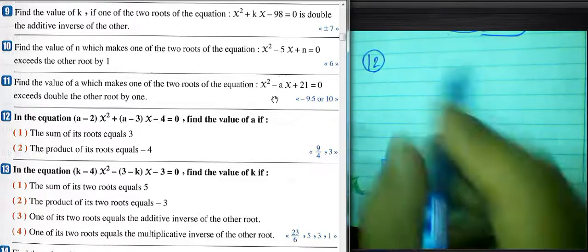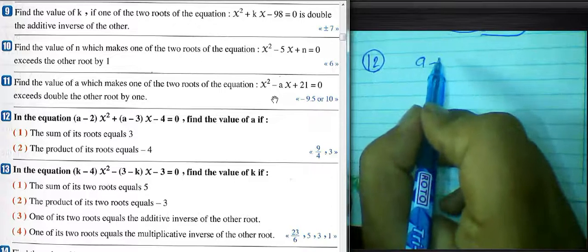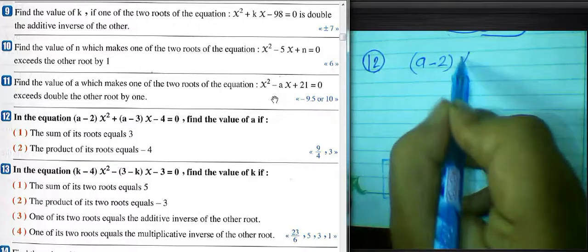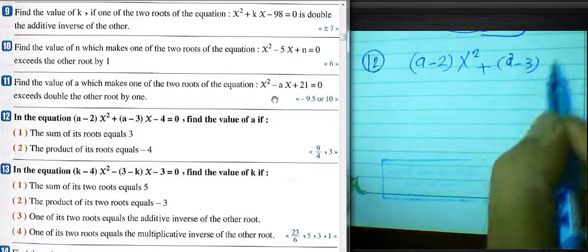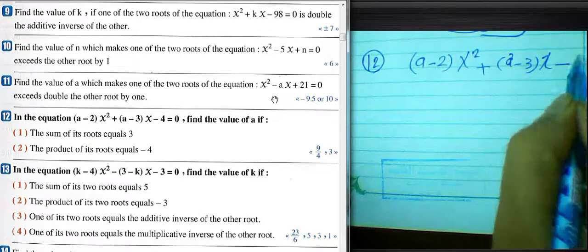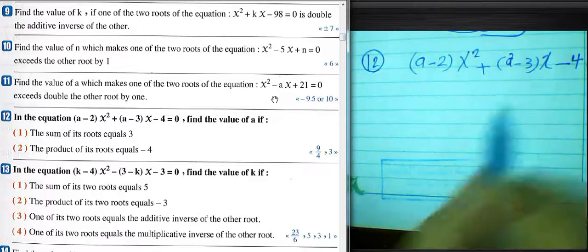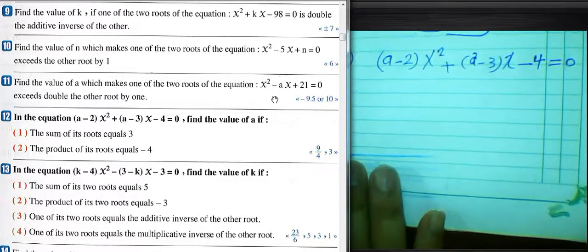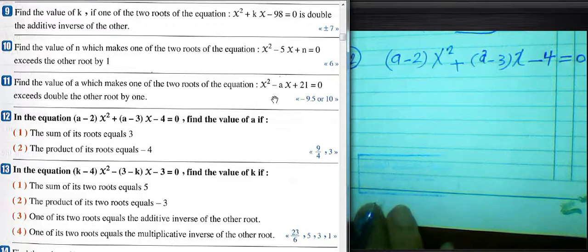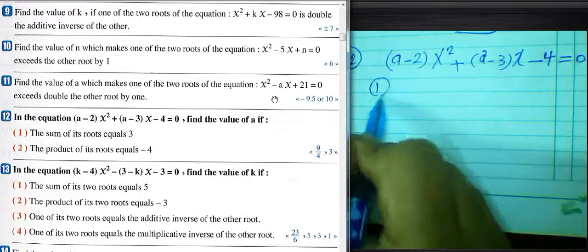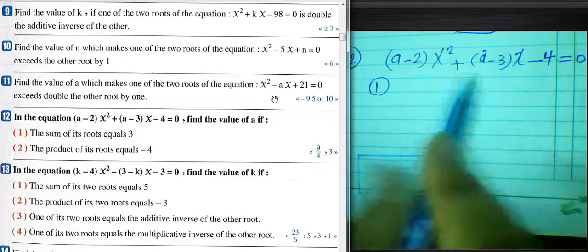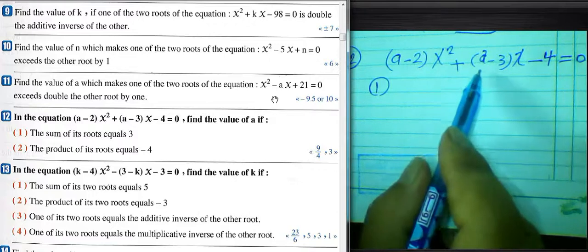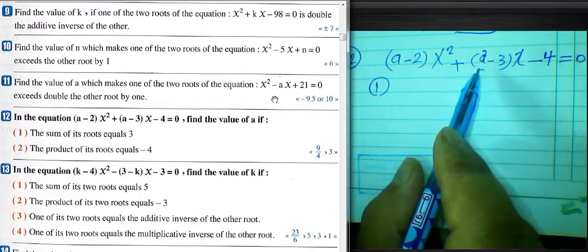In the equation (A − 2)x² + (A − 3)x − 4 = 0, look at me about this equation. Number 1, we want to find the sum of two roots equal to 3. In the equation we want to find the value of A.